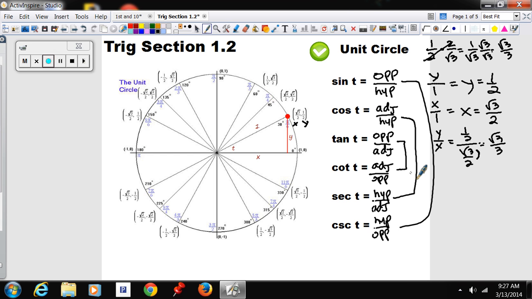Now, your cotangent is the reciprocal of tangent. So we're going to put x over y.